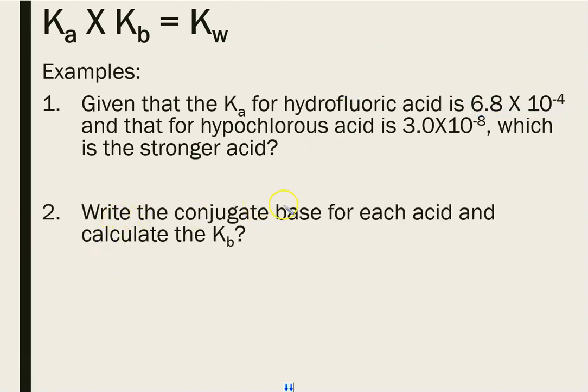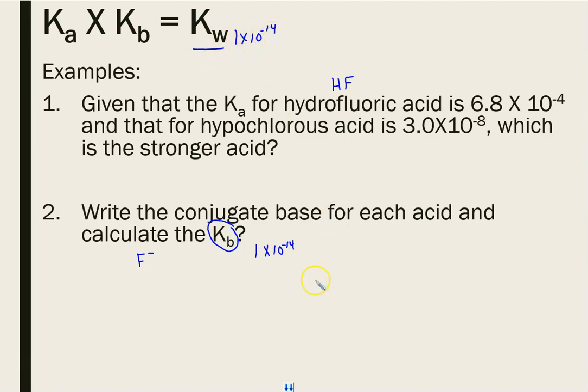So it says, write the conjugate base for the following and calculate the Kb. We just had this one as HF. So what would the conjugate base be for HF? That would be F minus. Then to figure out the Kb, because this is the conjugate base, you simply take 1 times 10 to the negative 14th, which is the Kw.